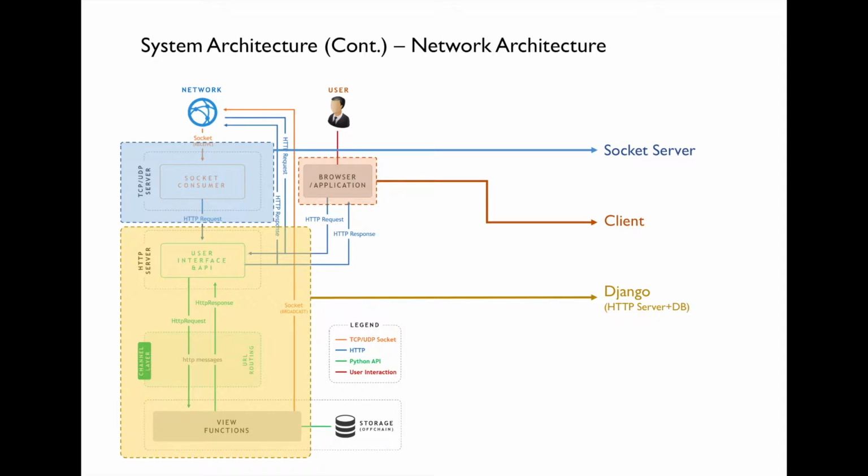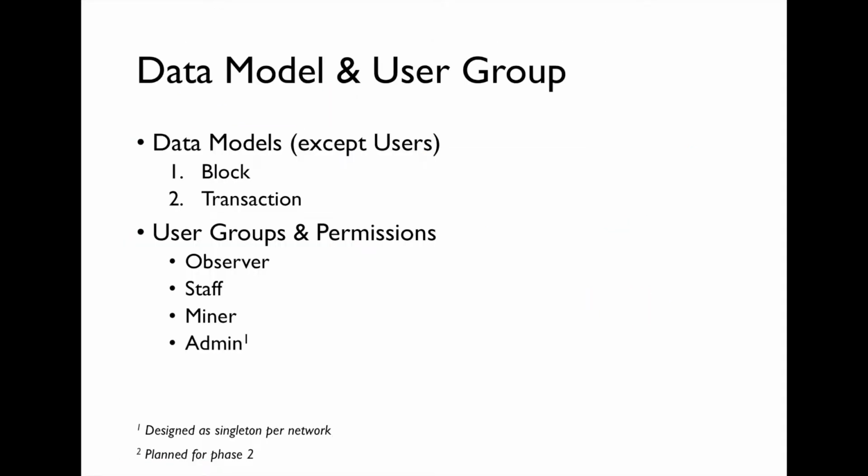Next, we come to the data model and user group design. There are two data classes defined in our database, and we will show you more details in the next slides. For the user groups and permissioning mechanism, we define four levels of user permissions. Observer is the lowest level of user in perspective of permissions. An observer can only access the ledger to browse the data and retrieve his or her own profile.